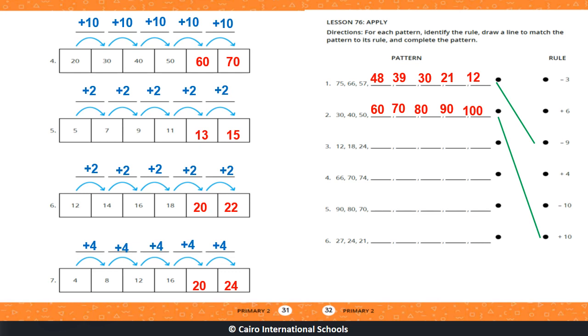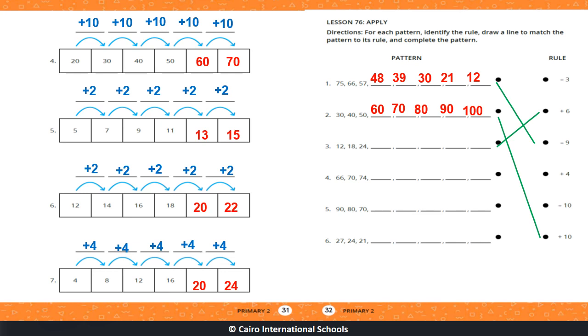Question number 3. The pattern is 12, 18, 24. Ask yourself the question, is the pattern increasing or decreasing? Yeah, it's an increasing pattern, so we must write plus in the pattern rule. And then the first two numbers, 18 minus 12 equals what? Equals 6. So the pattern rule is plus 6, so each time we will add 6.